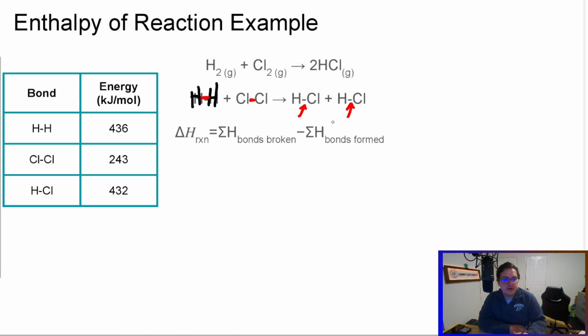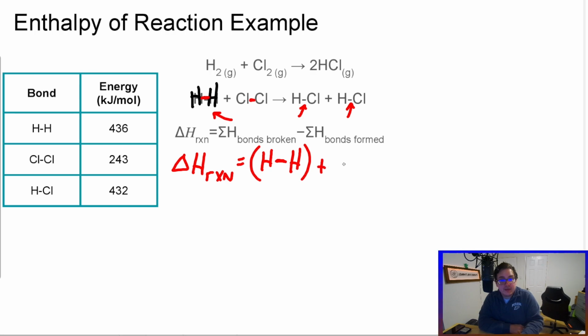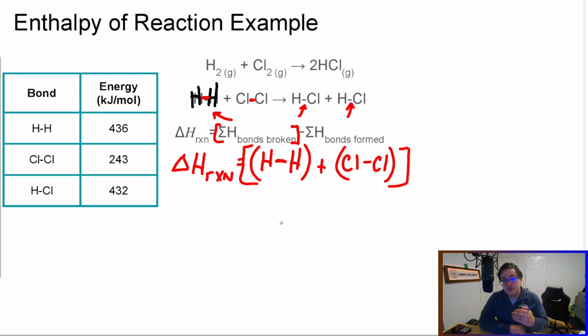So let's look at what we have going on here. The change in enthalpy for the reaction equals bonds broken. What bonds are we going to break? We're going to break one hydrogen to hydrogen bond and one chlorine to chlorine bond. So that's what we're going to break. Let's put that in brackets. This is our bonds broken. Those are the chemical bonds we broke.